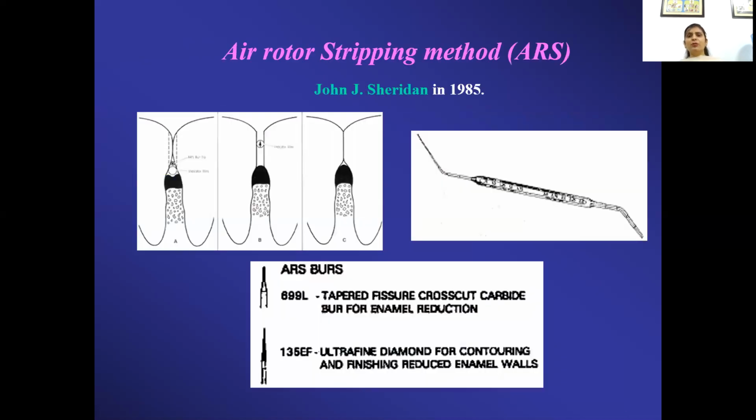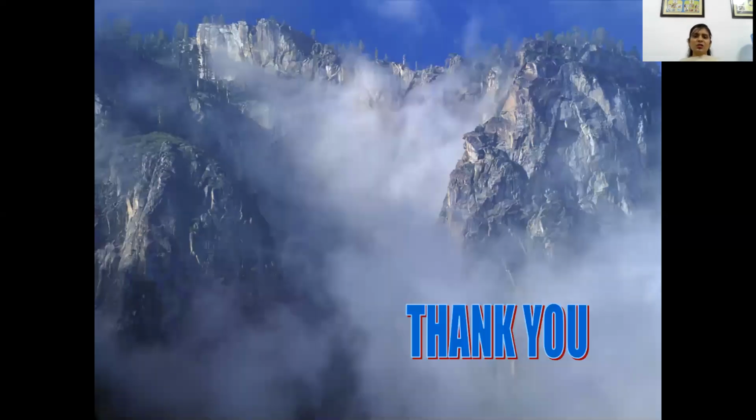Then the third method of proximal stripping is the air rotor stripping method. So as I told you, these thin tapered fissure burs are the fine burs which do not create much of fissures and grooves in the dentition. They can also be used for proximal stripping in orthodontics. So this was all about proximal stripping, which is employed as a non-extraction method of space gaining.